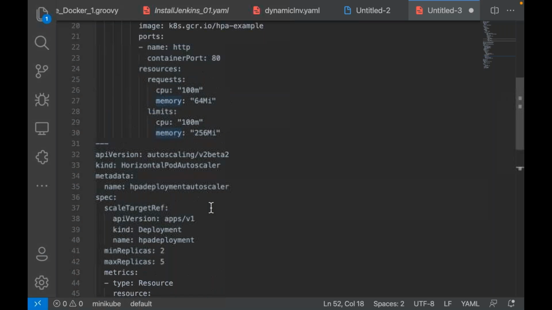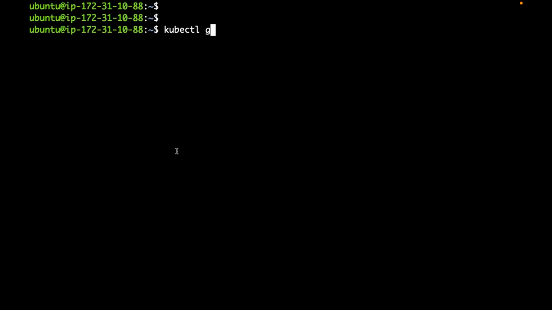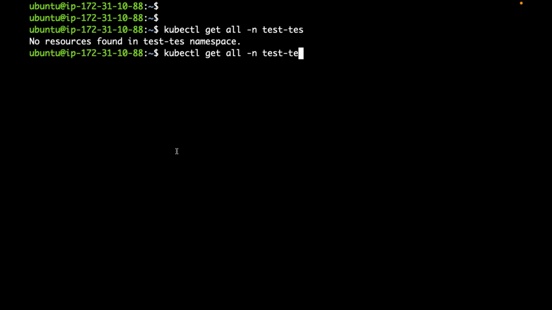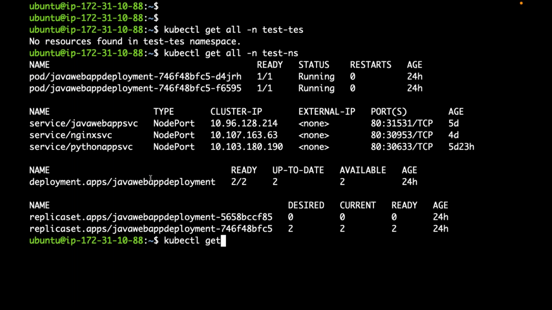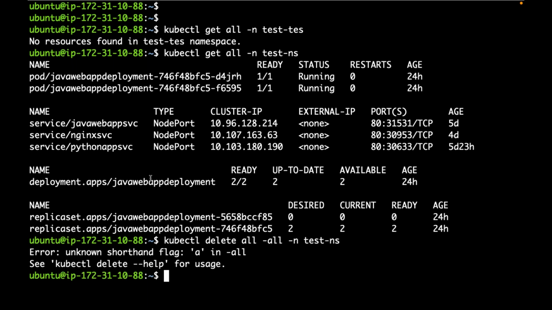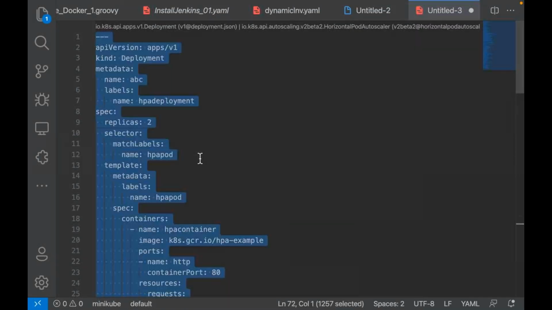Now let me deploy this one. To demonstrate, let me delete other applications, whatever I have in other namespaces, because I want to show this properly. So let me delete other applications, whatever we have in this namespace. I'm deleting. Delete all. Okay. Now let me create this one.